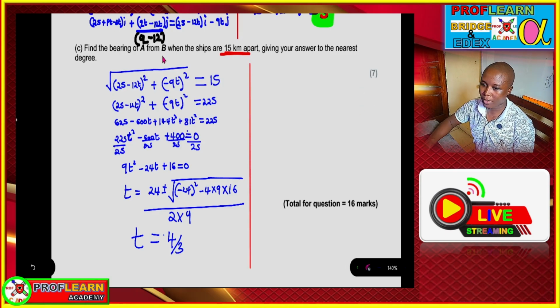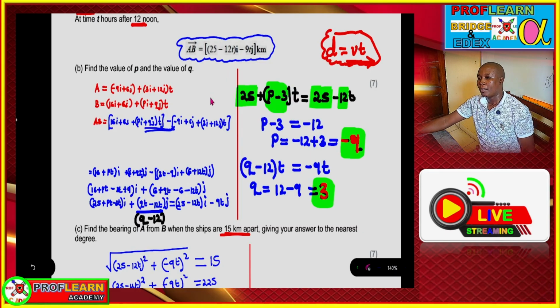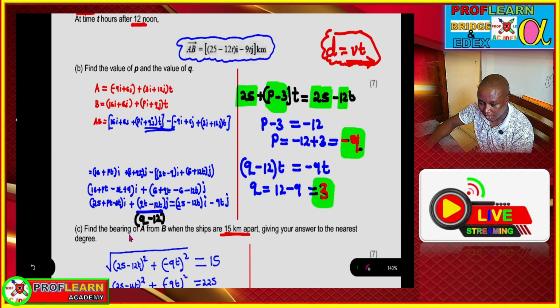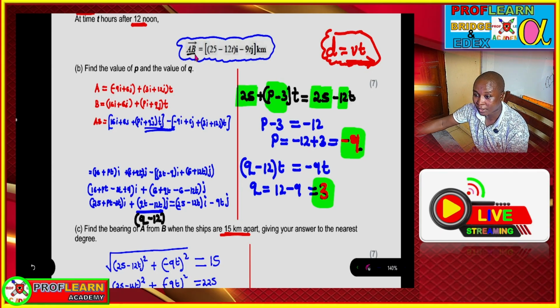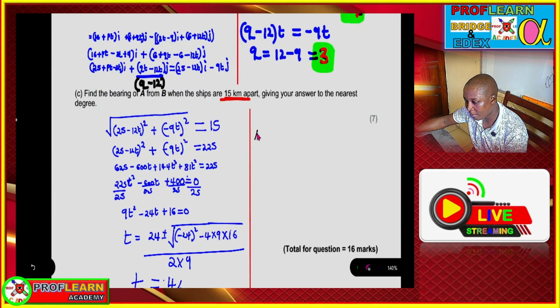But we are supposed to work out the bearing. Since AB is the displacement and we need to find the direction, find the bearing of A from B. AB represents the displacement of A from B, and so AB itself is going to be 25 minus 12 times 4/3 i plus minus 9 times 4/3 j.